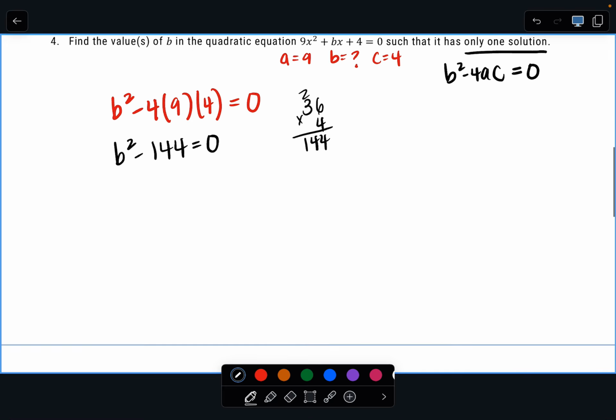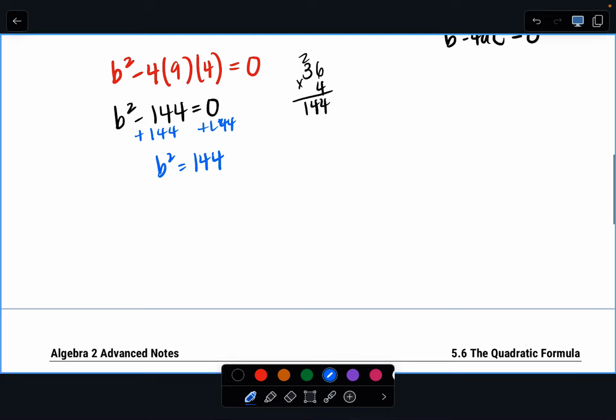If I wanted to solve for b, what's my next step? Can I take the square root yet? Let's add the 144. That is your only option. That is what you have to do. Your other option would be to factor it. Now that I have 144 on the other side, what can I do to both sides of the equation?